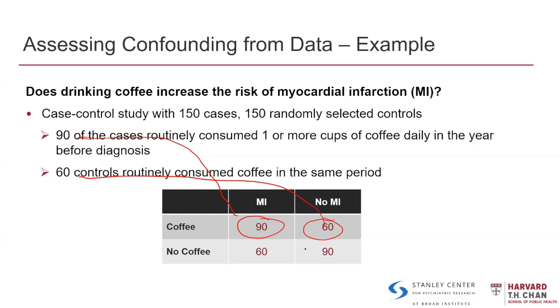So we can calculate the odds ratio, or the magnitude of the association, because it's a case control study, to calculate the relationship between MI and coffee drinking. So we can take the products of the diagonal cells. So 90 times 90 divided by 60 times 60, which gives us 2.25. So we have established a strong relationship or association between the exposure and the confounder, and between the disease and the confounder.